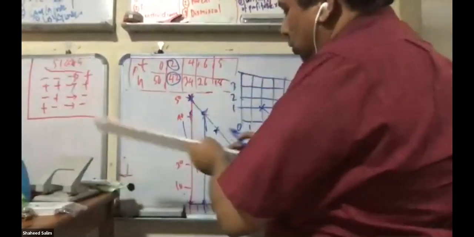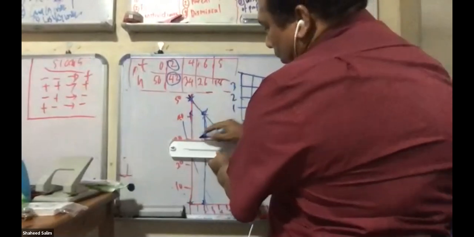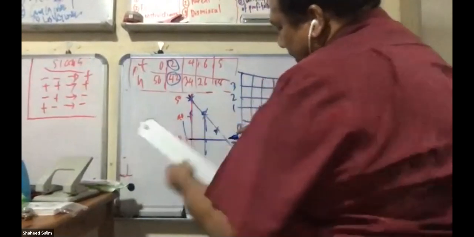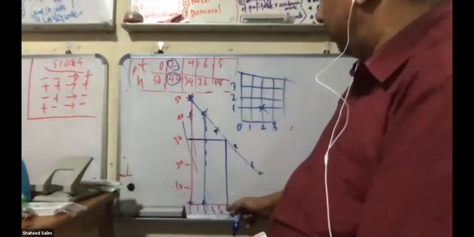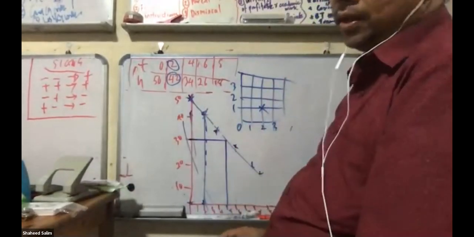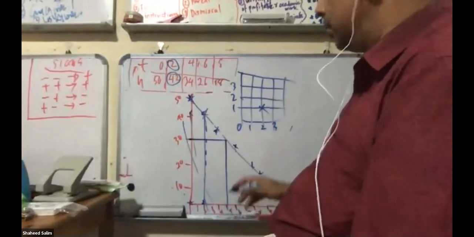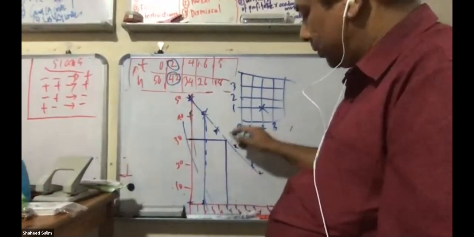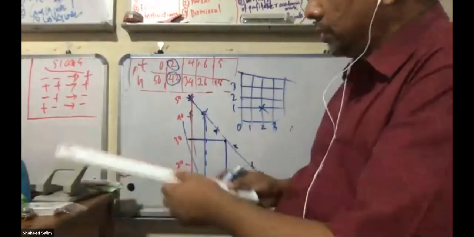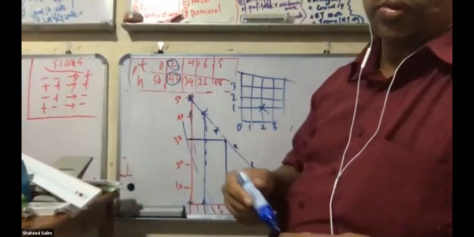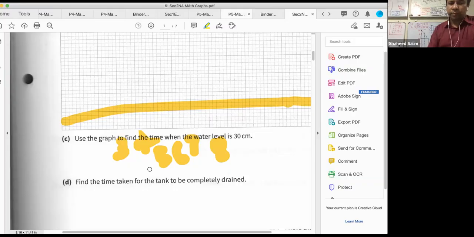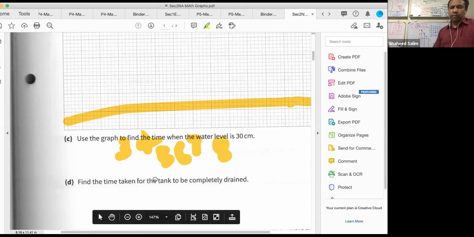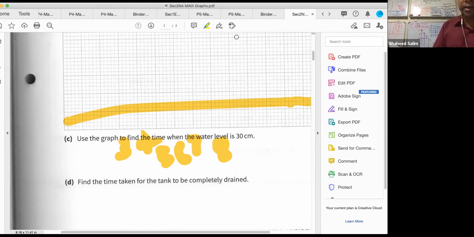So you have to use your ruler to draw. When it's 30 cm, the time is whatever time, it might be 5 minutes or something like that. Yeah, down here. Can you see? That's what you're supposed to do. Another one: find the time taken for the tank to be completely drained.